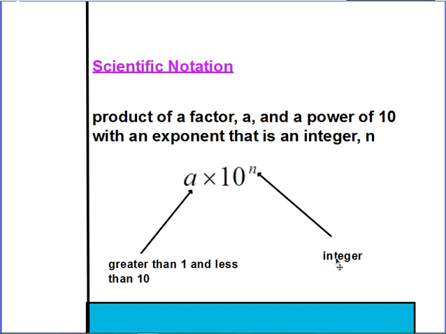Okay, so make sure you write this down. This is just going through what a number in scientific notation is going to look like. You're going to have a number times 10 to a power. Okay, so pause right here. Make sure you get this written down.